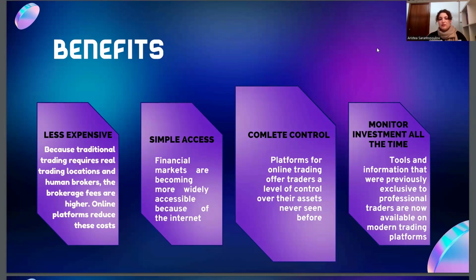The second one is the simple access. Financial markets are becoming more widely accessible because of the internet. The third one is the complete control, because the platforms from online trading offer traders a level of control over the assets never seen before. And the last one is to monitor investments all the time. Tools and information that were previously exclusive to professional traders only are now available on modern trading platforms, even for the beginners.